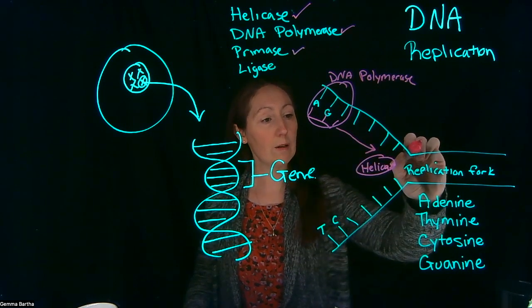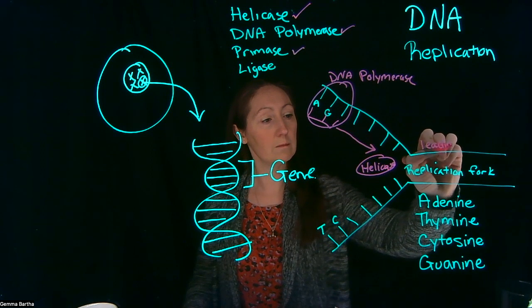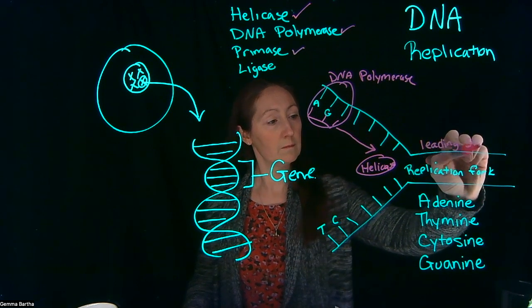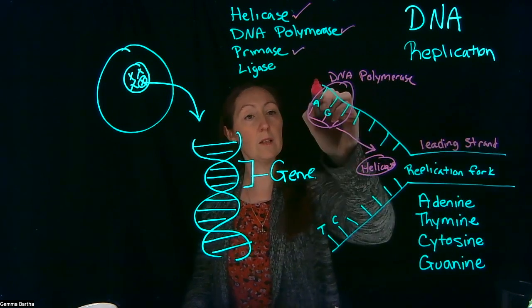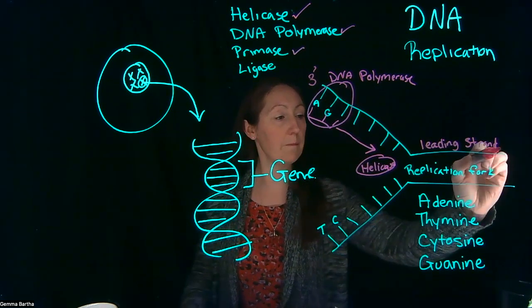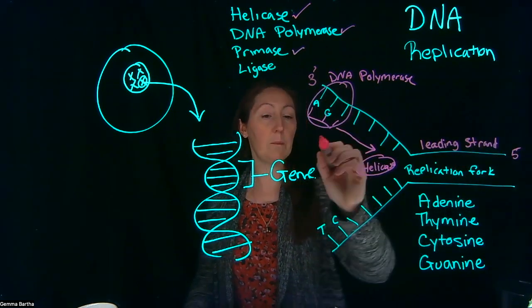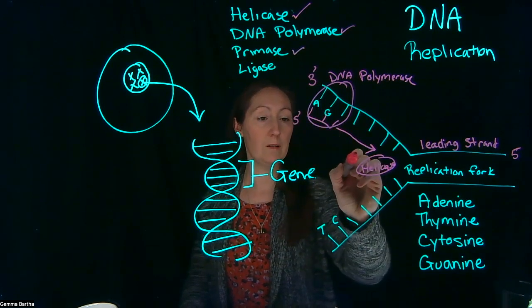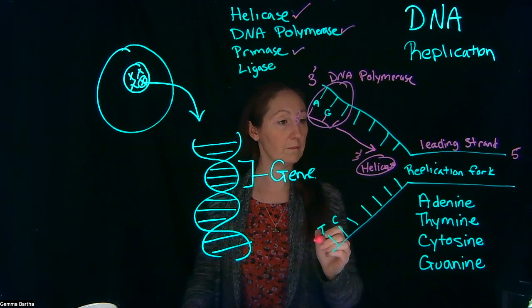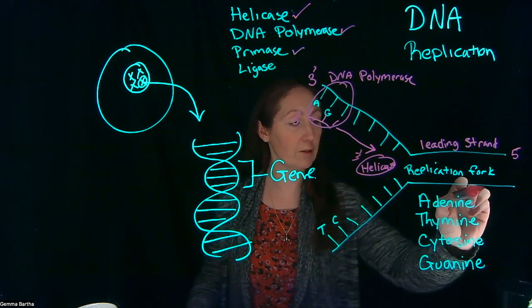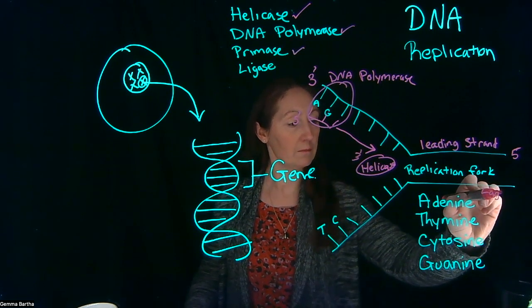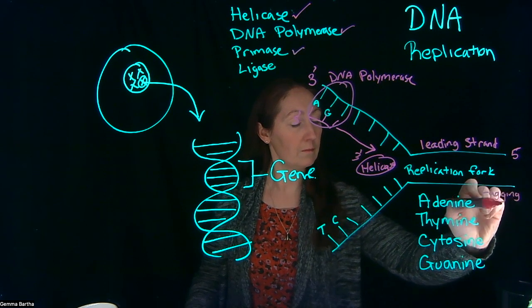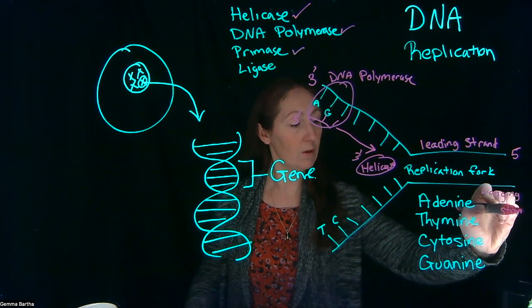This is what we call our leading strand. And this is going to go from 3' to 5', putting down DNA in a 5' to 3' direction. The lagging strand is a little bit more complicated.